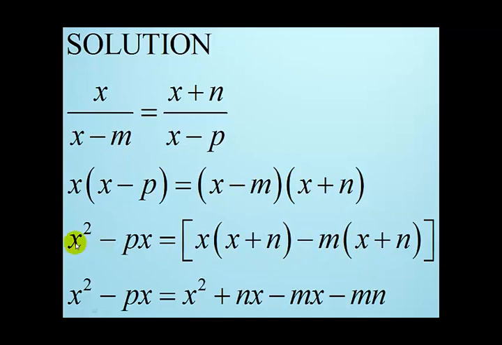Now x squared minus px on the left hand side is equal to x times x is equal to x squared. x times n is equal to nx. Minus m times x equals minus mx. Minus m times plus n equals minus mn. Now let's proceed.